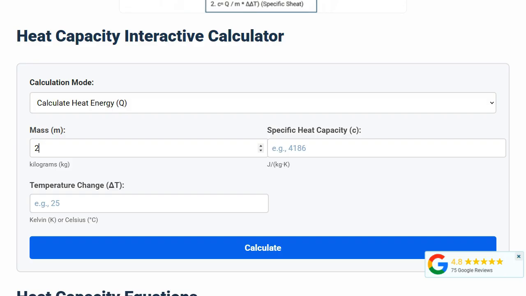For our example, let's calculate the energy needed to heat 2 kilograms of water from 20 degrees to 80 degrees Celsius. After clicking Calculate, the results show the total heat energy required in joules, which equals 502,320 joules for this example.